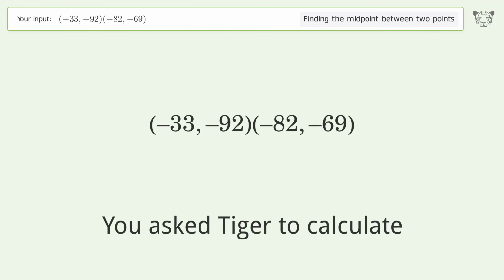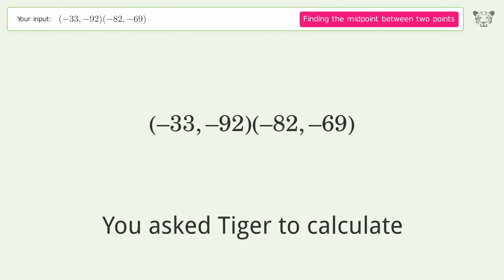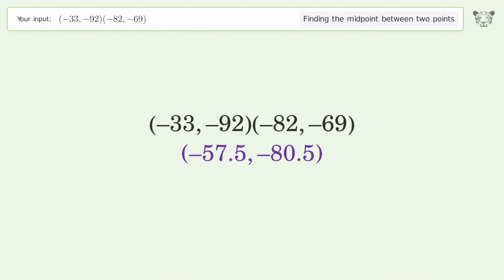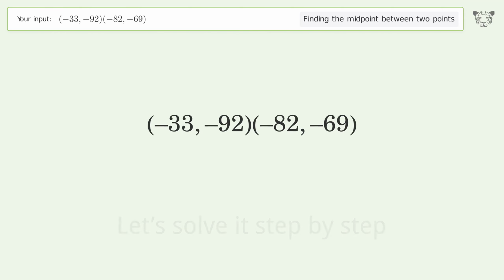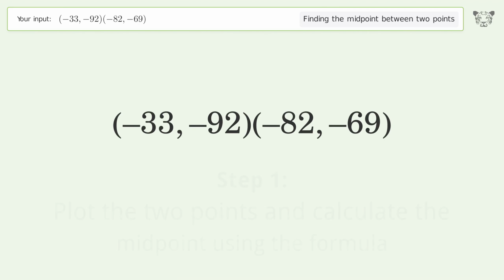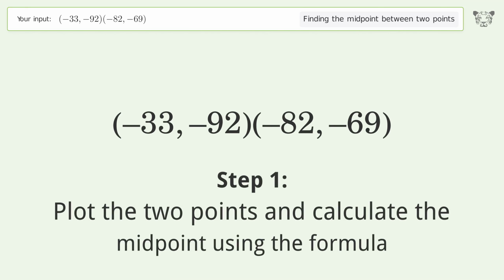You ask Tiger to calculate. This deals with finding the midpoint between 2 points. The midpoint between the 2 points is negative 57.5, negative 80.5. Let's solve it step by step. Plot the 2 points and calculate the midpoint using the formula.